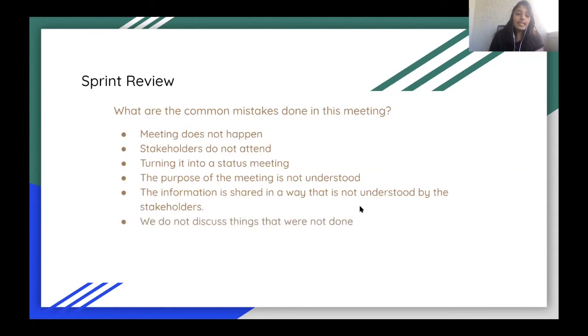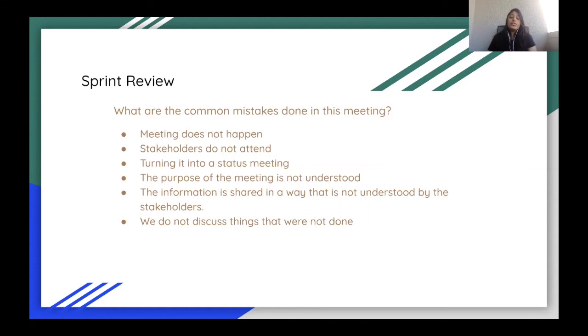And the other thing is, we do not discuss things that were not done. Now, this has been a topic of debate. I notice a lot, some people say, no, if it's not done, why even talk about it in the sprint review? Whereas some teams say, no, it's important to talk about it. Well, I think this is a call that you as a team need to make, because typically the way we work in Scrum is, ideally, in an ideal scenario, you shouldn't have tickets that are not done, right?